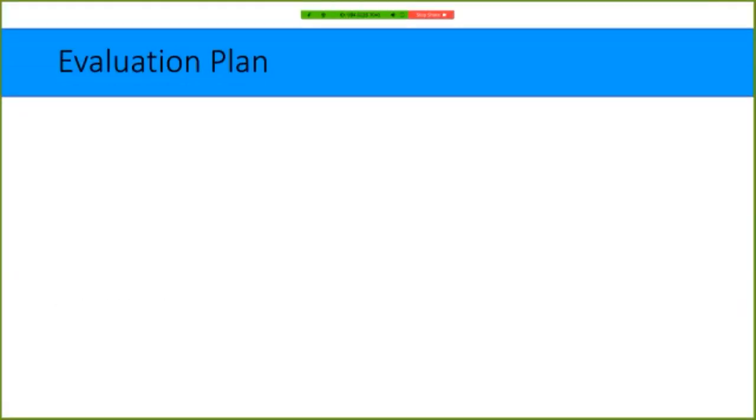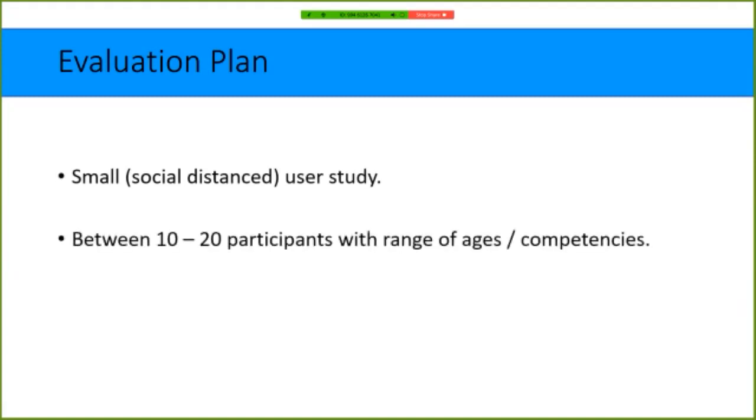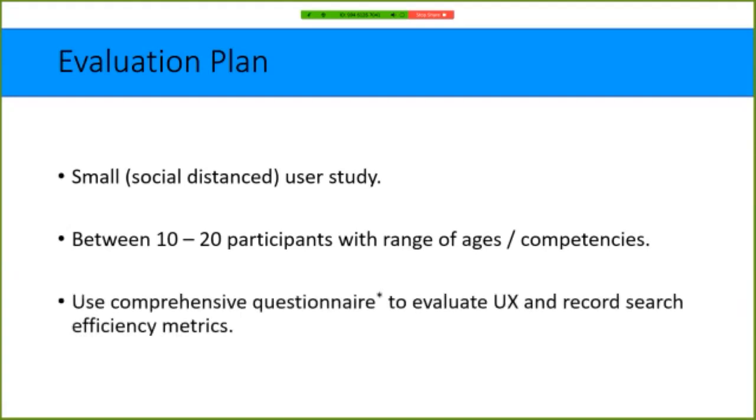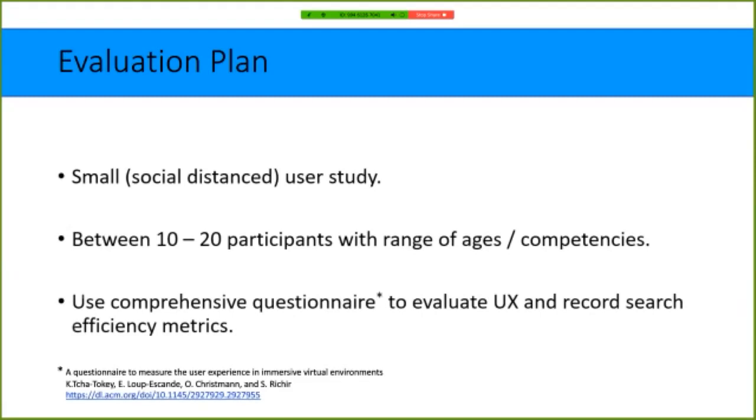As for the plan of the evaluation, we're aiming to do a small social distance user study because we're somewhat constrained by the pandemic. We're aiming for between 10 and 20 participants with differing ages and competencies. Some will have previously owned the Oculus Quest devices and others may not have. And we're aiming to use a questionnaire that has been shown to work, particularly for immersive virtual reality environments, as well as recording search-related metrics, such as the time it takes a user to reach a successful result.